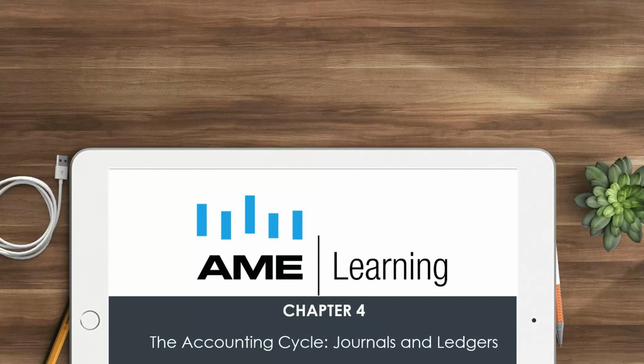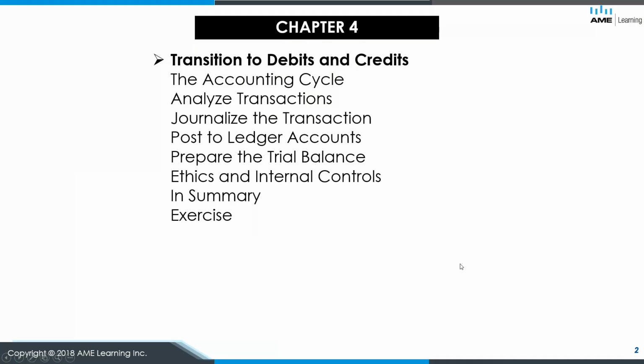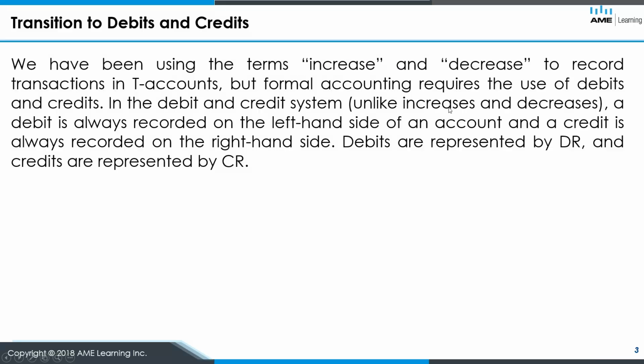Hi everyone, in this video we're going to be looking at Chapter 4, and in Chapter 4 we're going to dive into the accounting cycle and look at the idea of journals and journal entries and the ledgers, etc. So let's get started. Okay, so we're going to begin by talking about the transition to debits and credits.